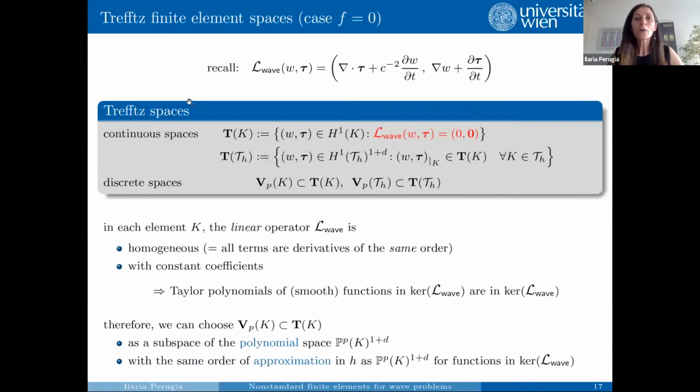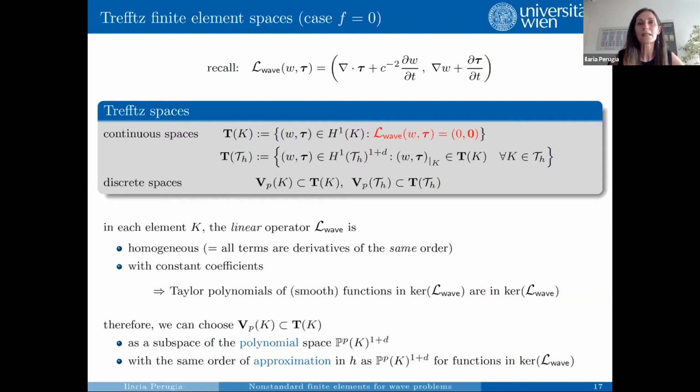So now I would like to exploit this setting and try to reduce the computational cost in two ways, as I said at the beginning. The first one makes use of the so-called Trefftz basis functions, and the second one makes use of the so-called combination formula. So for the first one, we have to restrict to the case where f, the right-hand side of the problem, is equal to 0.